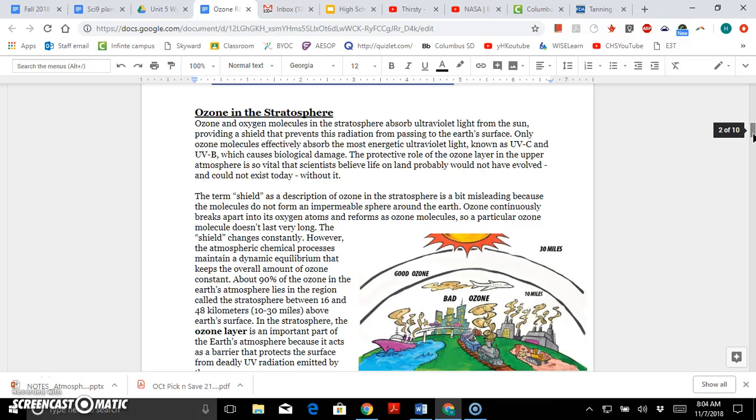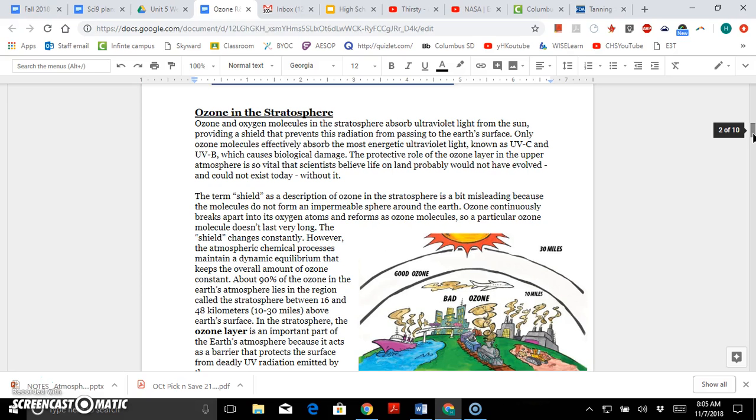Ozone in the stratosphere. Ozone and oxygen molecules in the stratosphere absorb ultraviolet light from the sun, providing a shield that prevents this radiation from passing to the Earth's surface. Only ozone molecules effectively absorb the most energetic ultraviolet light, known as UVC and UVB, which causes biological damage. The protective role of the ozone layer in the upper atmosphere is so vital that scientists believe life on land probably would not have evolved and could not exist today without it.